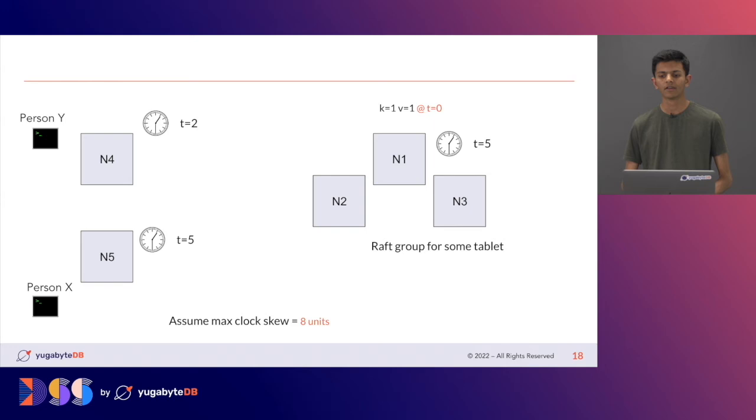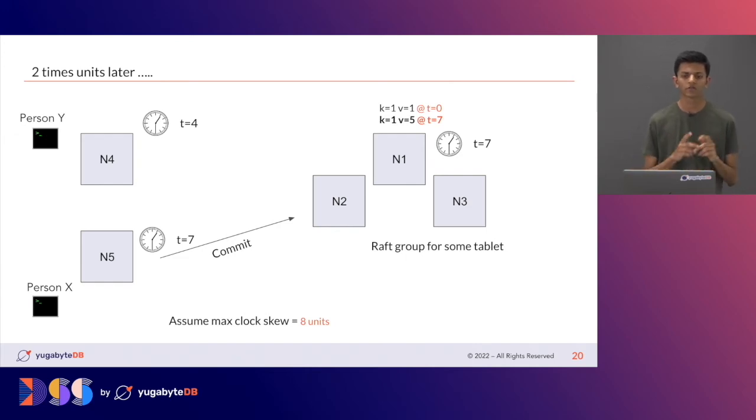That's the initial state. Now if person x was to do a write to update the key value pair, like let's say he or she writes value 5 for k equals 1 at timestamp 5, and then let's assume that after 2 time units, so you see the clocks have bumped by 2 units, 4, 7, 7. Now after 2 units, person x commits that transaction. So the entry which is written in the database is 1,5 at t equals 7. Again, this is MVCC, right? So we keep history of all records.